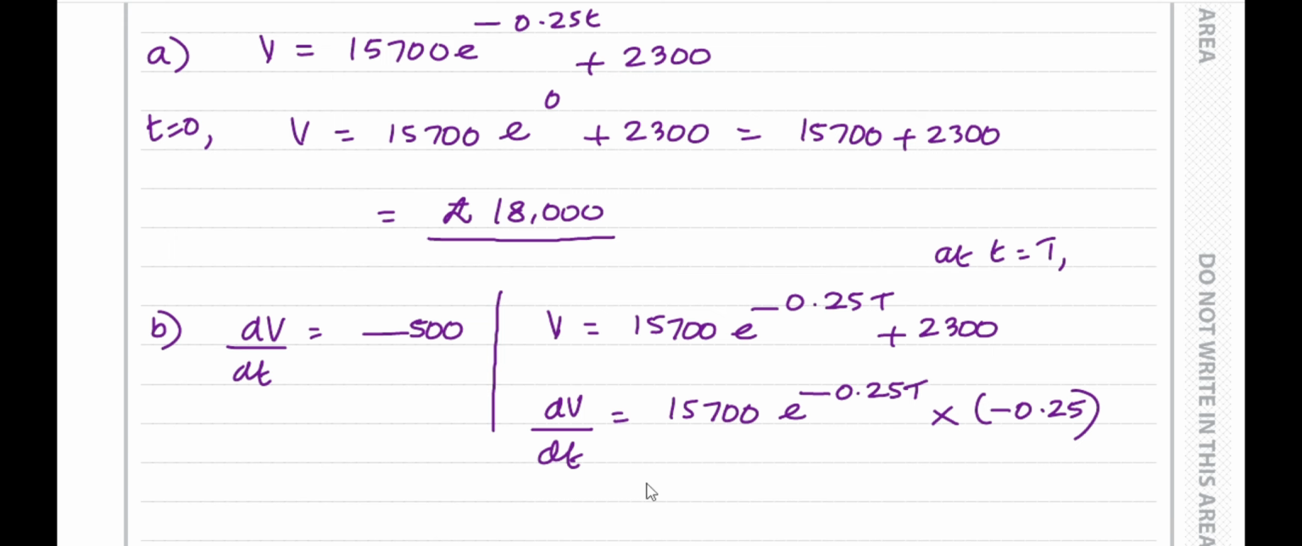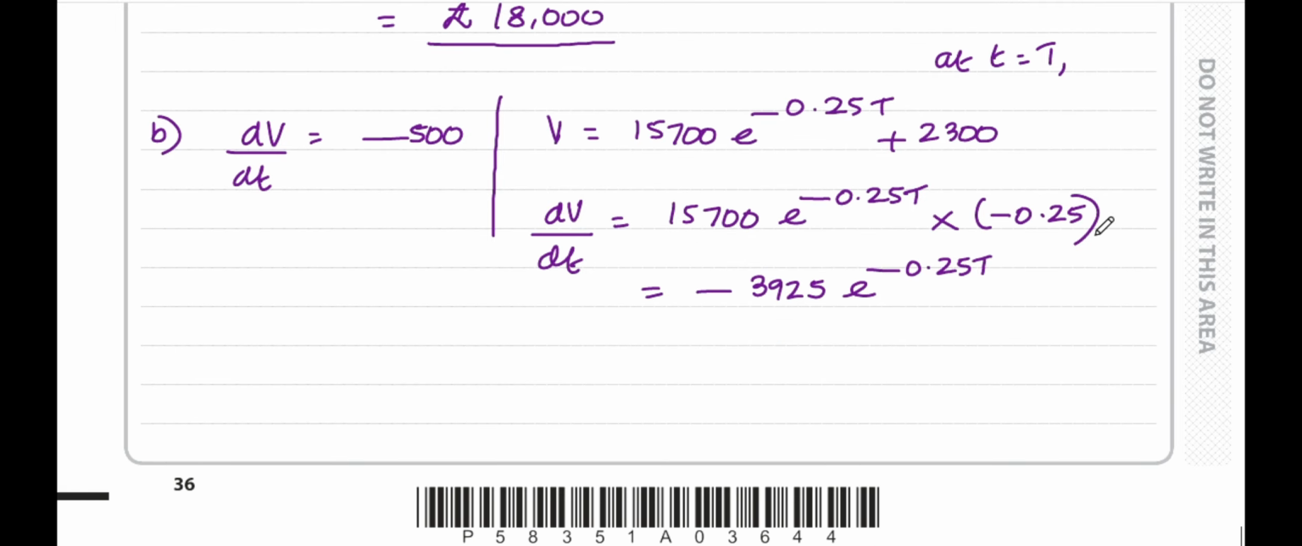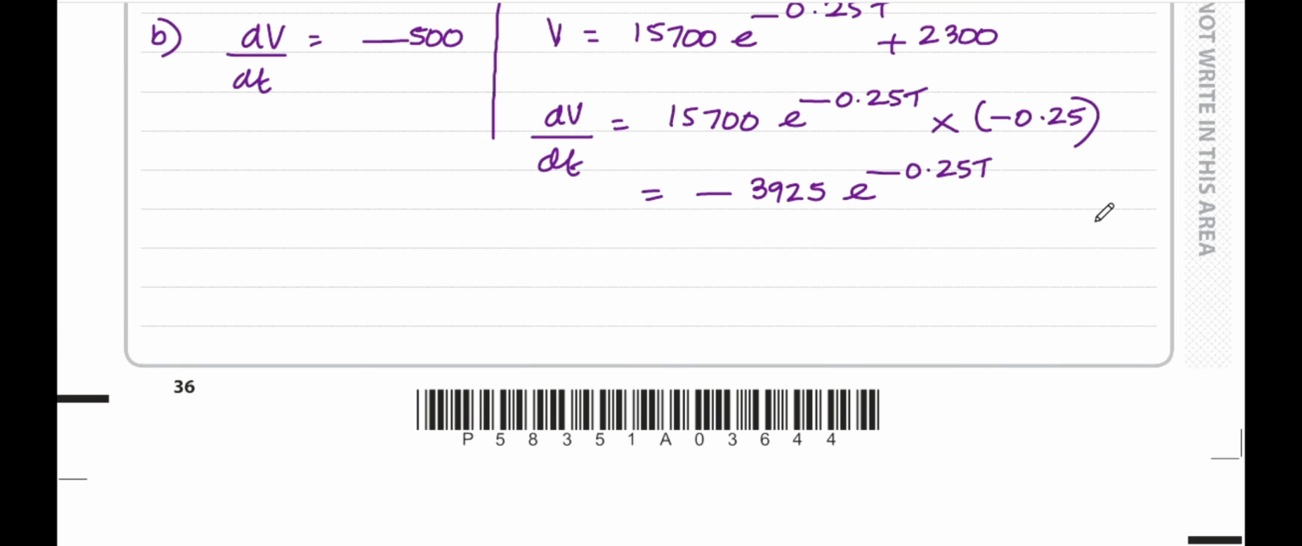Therefore, dv by dt equals 15,700 times minus 0.25 is minus 3,925 e to the power of minus 0.25 t. And this is equal to minus 500 as per the question. So we can write both of them equal to each other, which means 3,925 e to the power of minus 0.25 t equals 500.